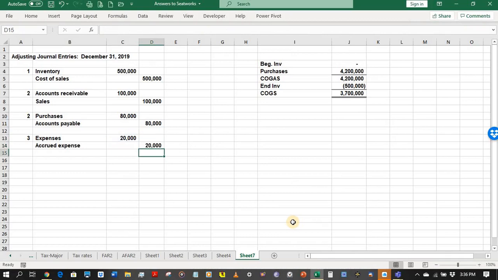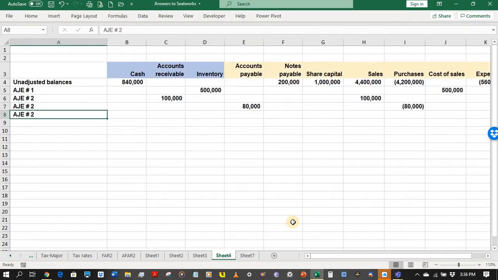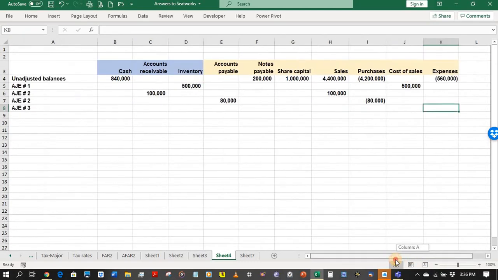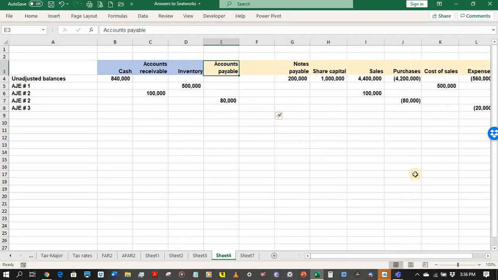So pasok natin yan sa table. Number 3. Debit expenses ₱20,000. Tapos, credit accrued expense. Since wala tayong accrued expense sa account, tayo ay mag-add ng column. Accrued expenses for ₱20,000.